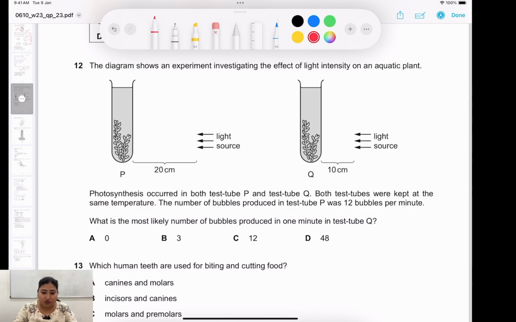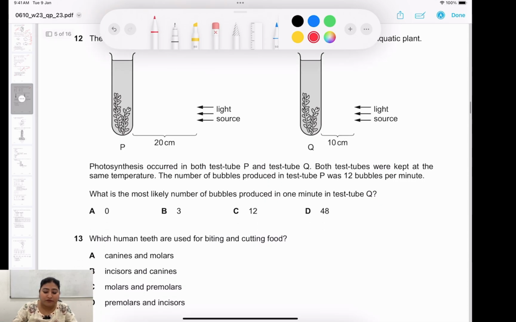Now moving to question number 12. The diagram shows an experiment investigating the effect of light intensity on an aquatic plant. If you focus on this question and you have a little knowledge about the limiting factors of photosynthesis, you will be able to do this question very easily. Photosynthesis occurs in both test tube P and test tube Q. Both test tubes were kept at the same temperature.